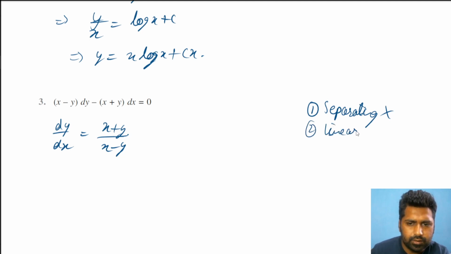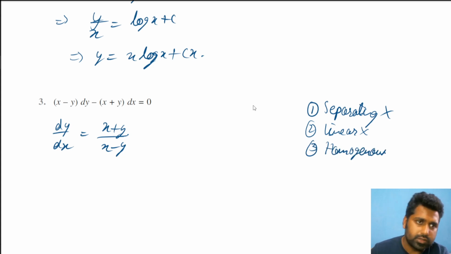So in linear, what is the format? dy by dx plus py. Again, we need y alone. Can we get that? No, because numerator and denominator cannot be done again. And if that doesn't work, clearly it will be homogeneous. But again, you can check homogeneous orally also.